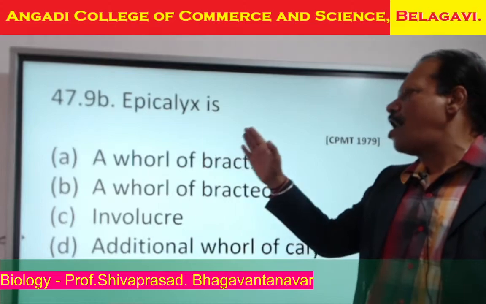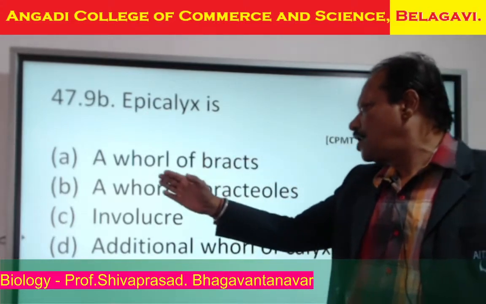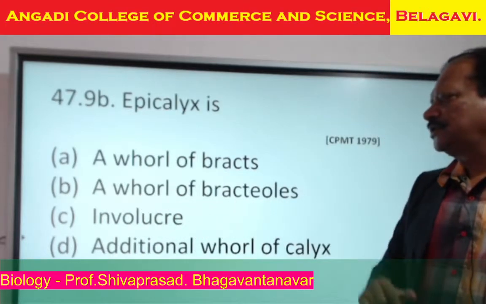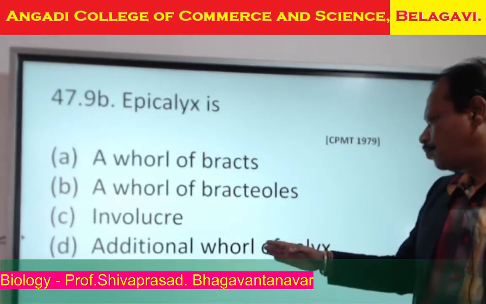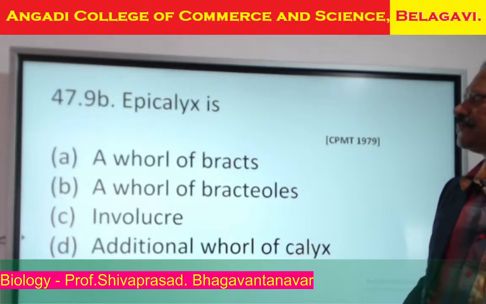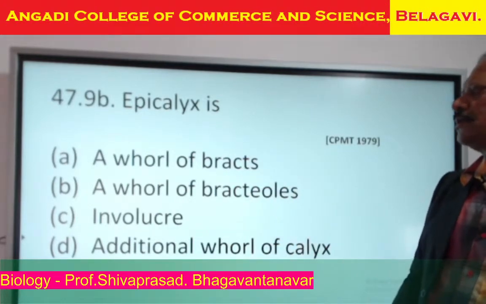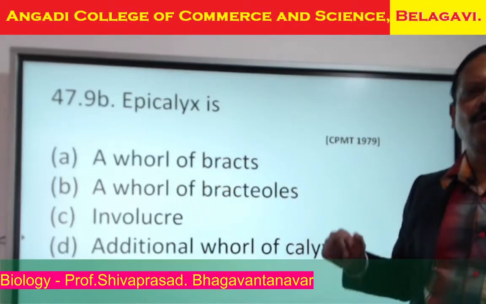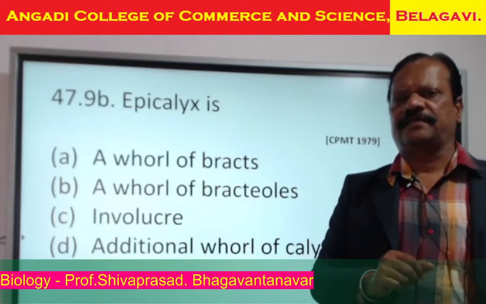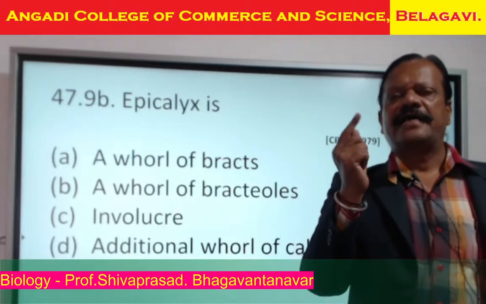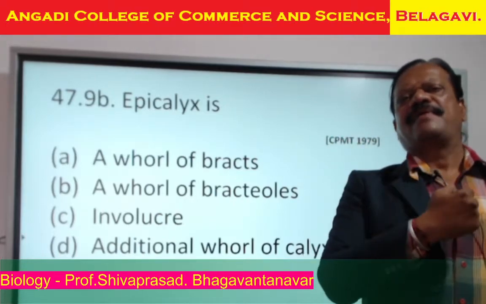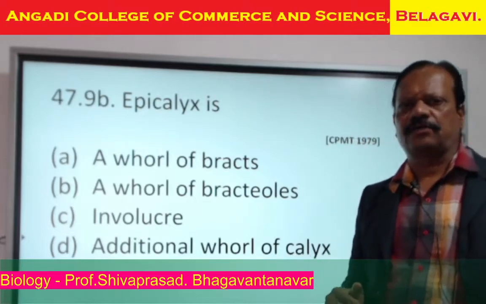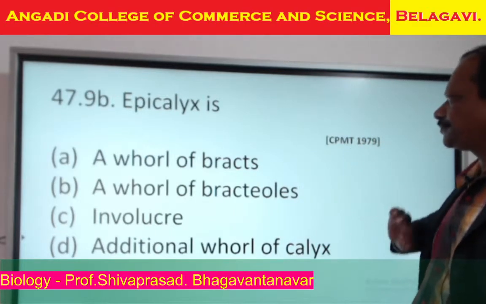A whorl of bracts, a whorl of bracteoles, involucre, additional whorl of calyx. So out of these four, option B, a whorl of bracteoles, is the right answer. They are also green in color. They are arranged in a circular manner. So here option B is the right answer. We'll move to the next question.